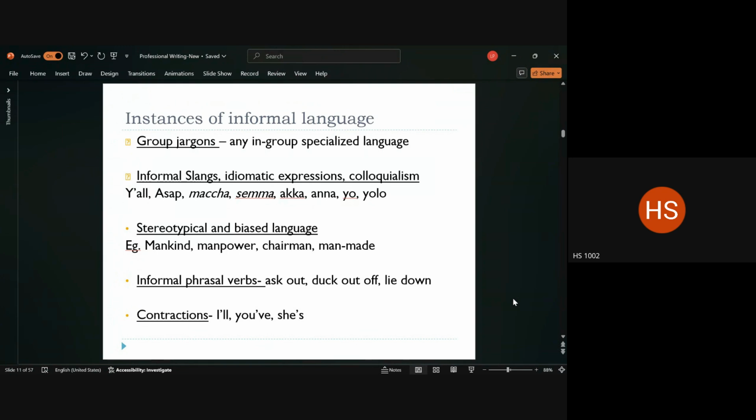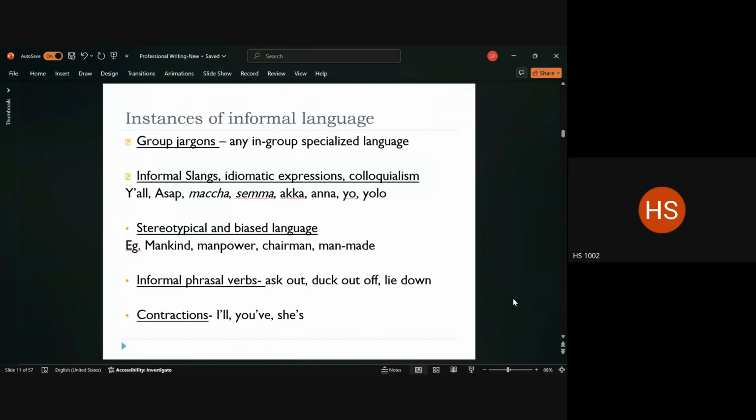Contractive forms or contractions, right? So the short forms, I'll, you've, she's, you're, you're going to expand them. If you're writing I'll, you have to write I will; you have; she is or she has or she was. So she apostrophe S could stand for all three: she is, she was, she has. So whatever you want to write based on that, expand it. Don't write she apostrophe S, right?